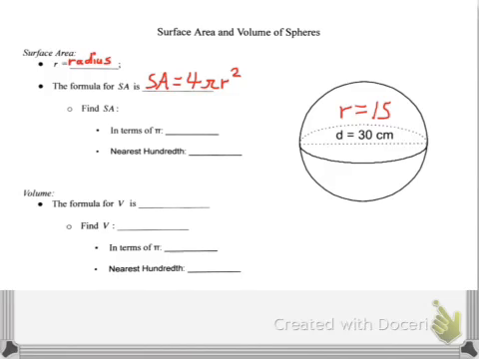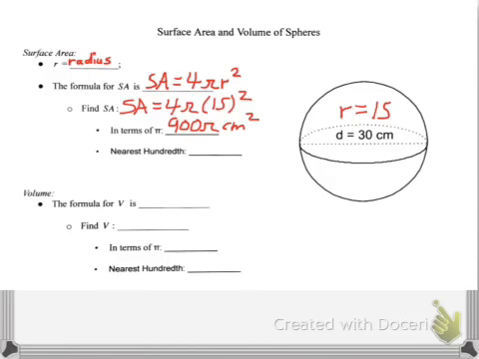The formula for surface area of a sphere is 4 times pi times r squared. So I simply substitute in 15 for r. So 4 times pi times 15 squared. The first blank here asks me to leave my answer in terms of pi, so that means we do not put pi in the calculator. So this would be 4 times 15 squared, which is 900 pi. My unit of measure is centimeters, so centimeters squared.